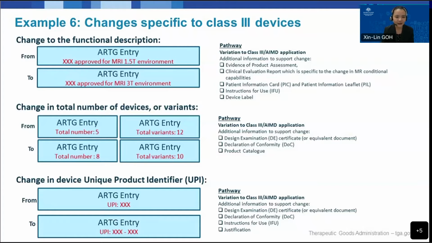And for sponsors seeking to update the total number of devices or variants, they can submit a variation application. And again, supporting evidence we would need to see includes the design examination certificate or equivalent, the DOC, and the product catalog. And lastly, for sponsors seeking to update the UPI for their device, they can submit a variation application, and supporting evidence would include design examination certificate or equivalent, DOC, instructions for use, as well as the justification for the change.